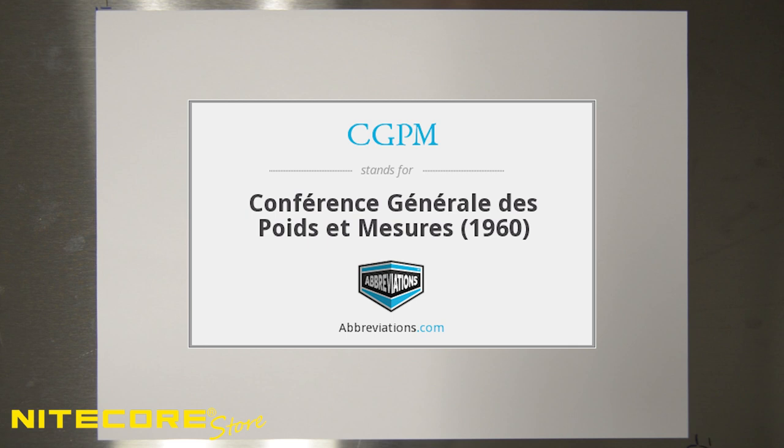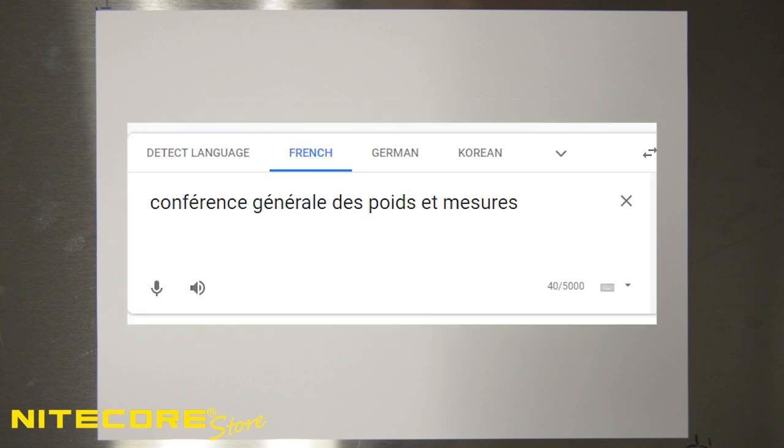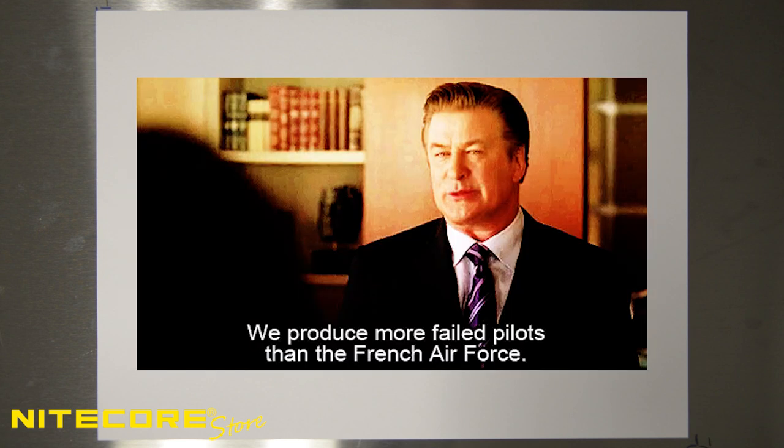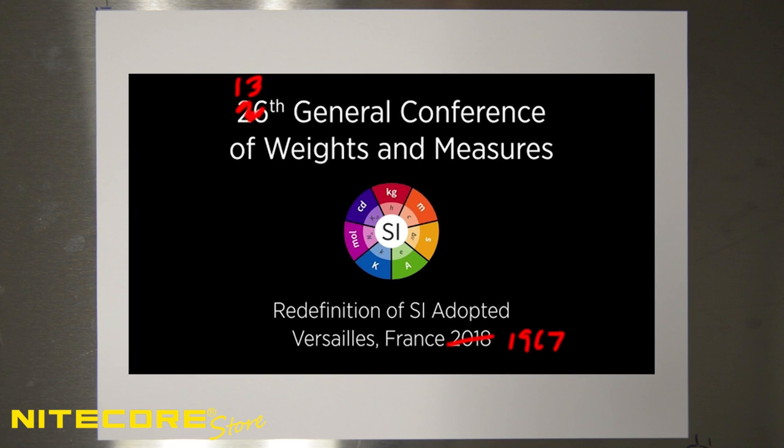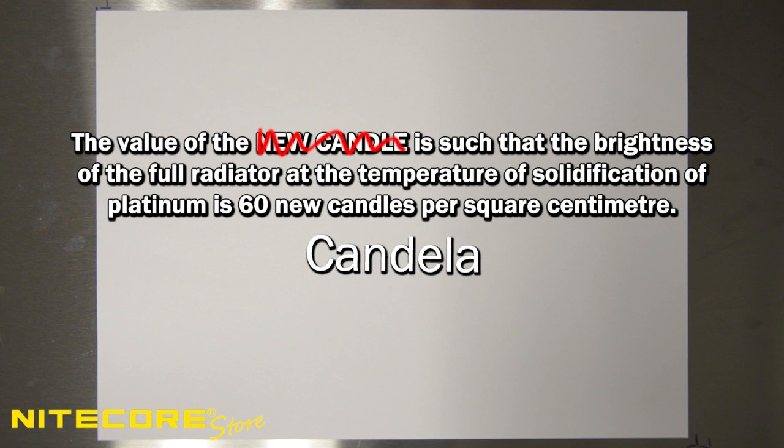This was then ratified by the 9th CGPM, which is the Conférence Générale des Poids et Mesures, or in English, the General Conference on Weights and Measures. Then in 1967, the 13th CGPM thought "new candle" was a really bad name, and changed the unit's name to what we now know as the Candela, in addition to specifying the atmospheric pressure being applied to said platinum.